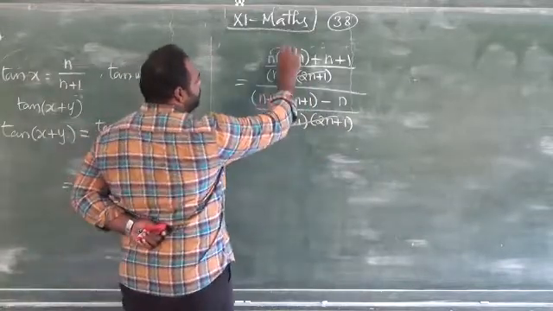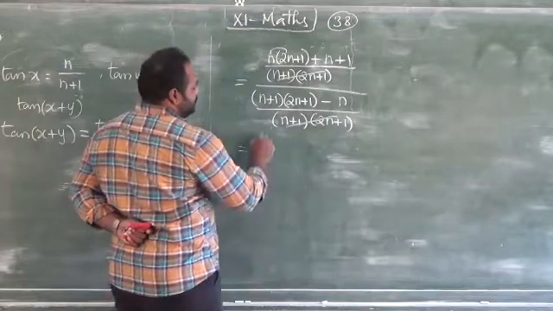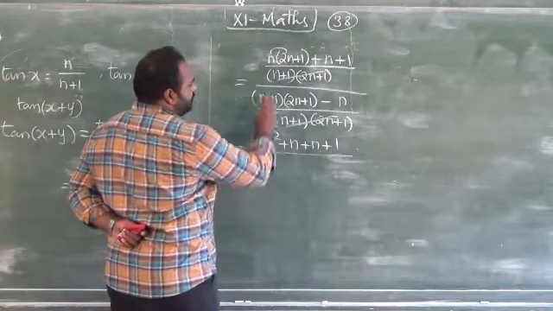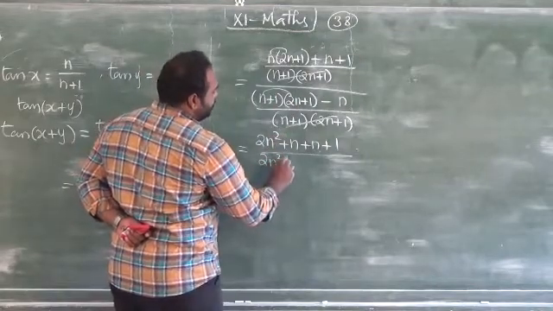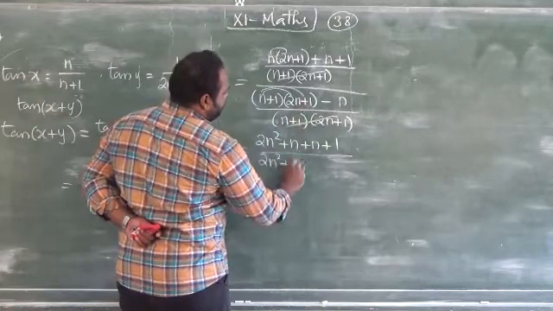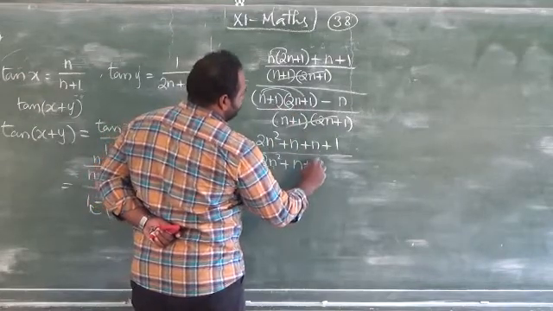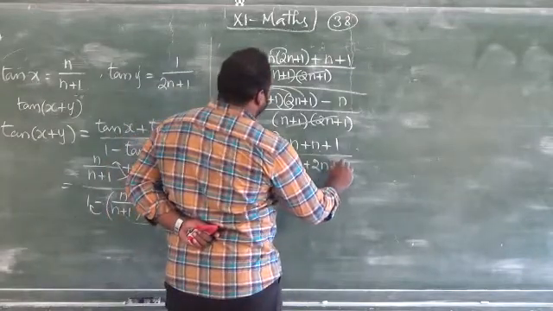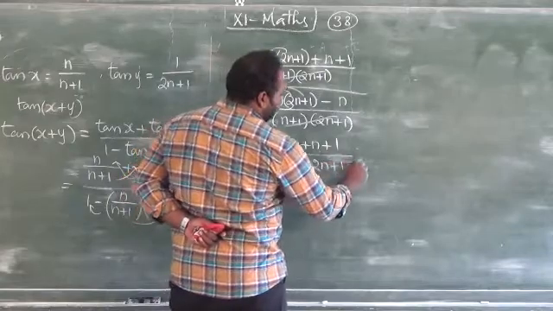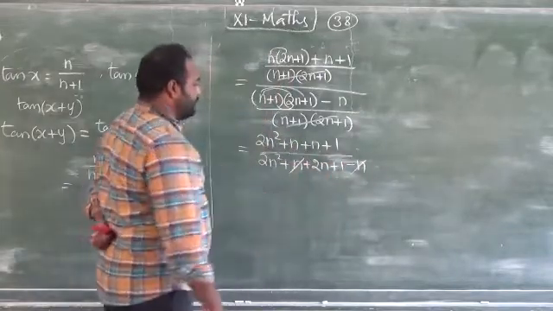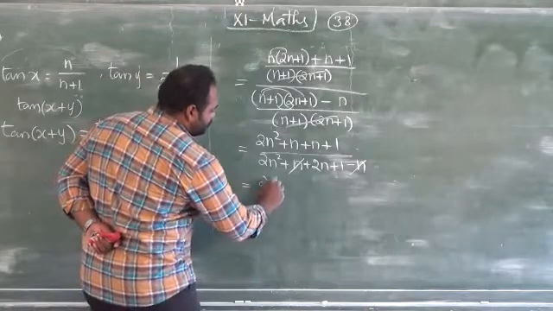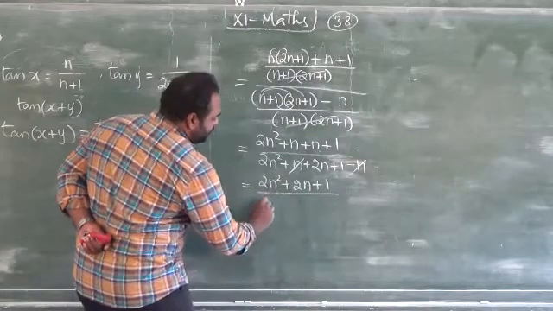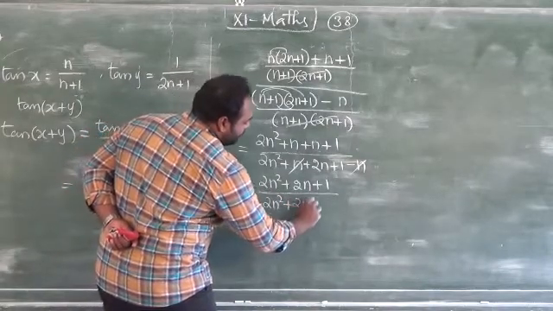Numerator, multiply the bracket inside: 2n square plus n plus 1 divided by, multiply this, 2n square plus n plus 2n plus 1, into 1, 1 minus n. Plus n minus n will be cancelled. So in the numerator 2n square plus 2n plus 1 whole divided by 2n square plus 2n plus 1.